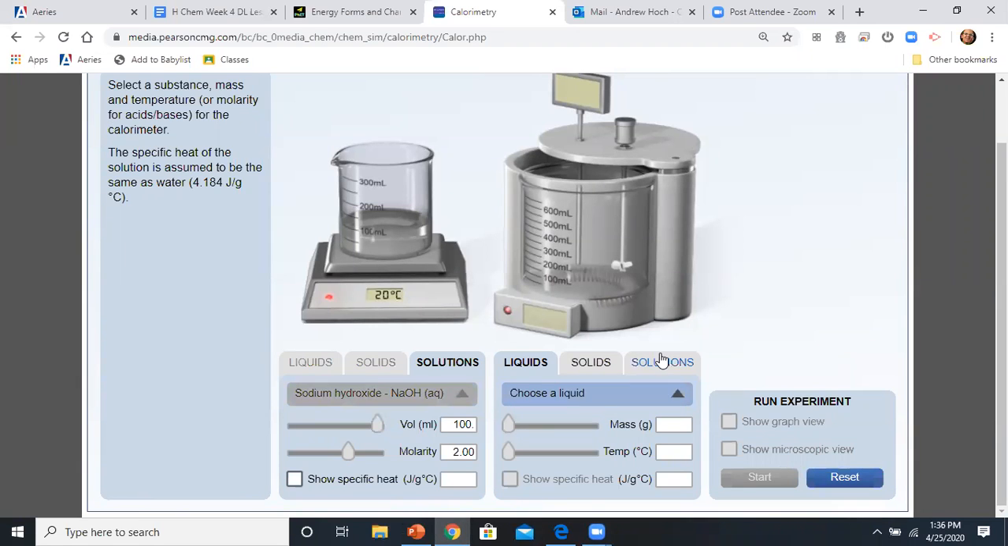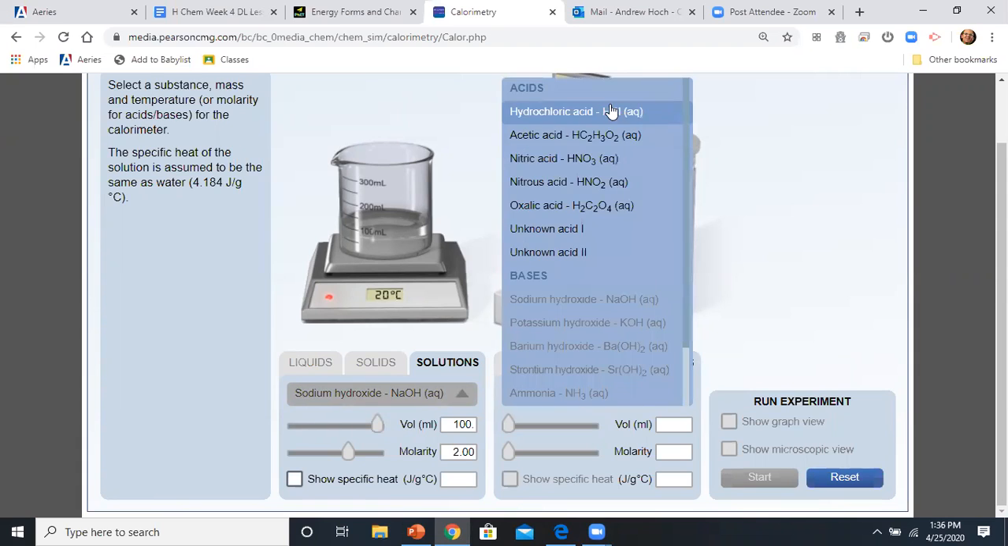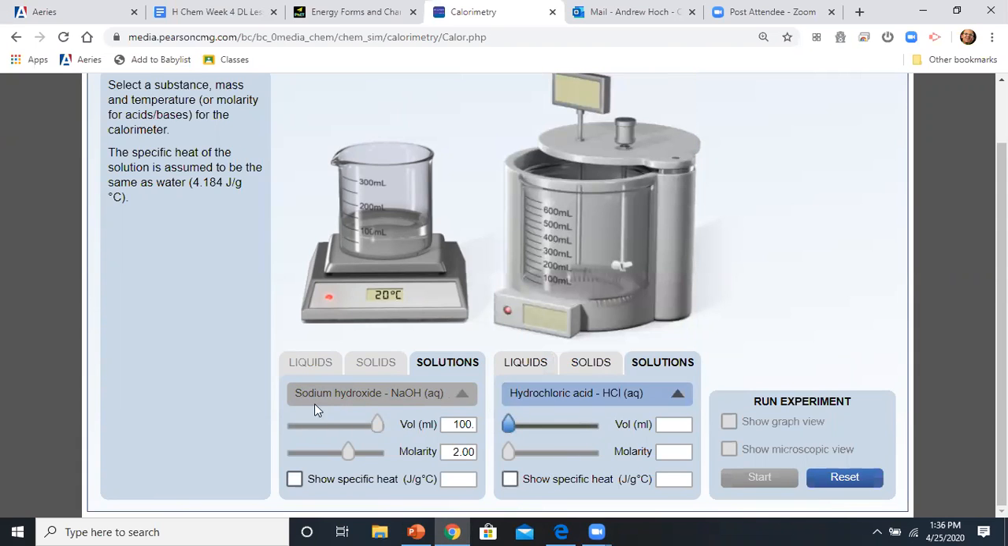I'm going to choose my next solution. We're going to mix it with hydrochloric acid. Notice again, it says aqueous. That's what that AQ stands for, so it's mixed in with water. I have 100 milliliters, and it was 3 molar. Let's show the specific heat. Now, pay close attention to this. Notice that the specific heat is 4.184. This is the specific heat of water, because water is essentially what these are all mixed in. So we're going to click next.